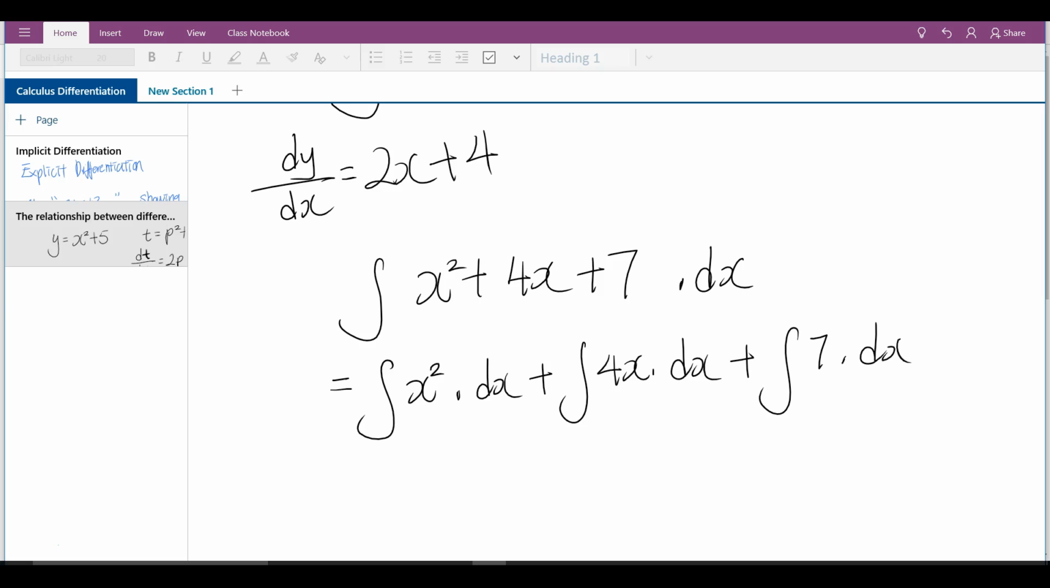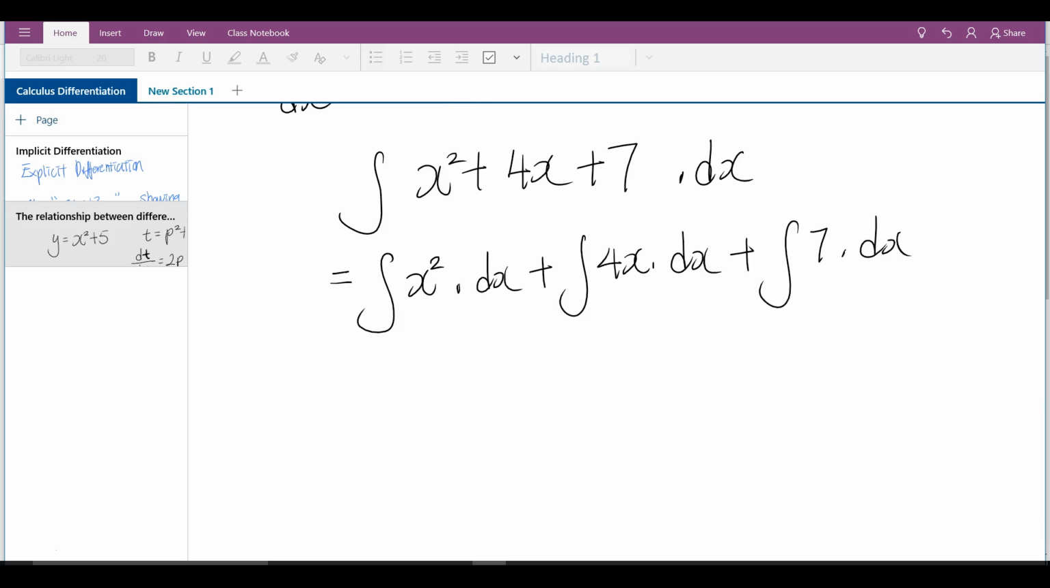Right, so you can actually distribute the integral sign into each of the terms, and then you get the same thing. You're integrating each of them individually, so this one gets x cubed over 3 plus, this one becomes 2x squared, and this one just becomes 7x, plus c at the end, right? And a lot of people don't know this, believe it or not.